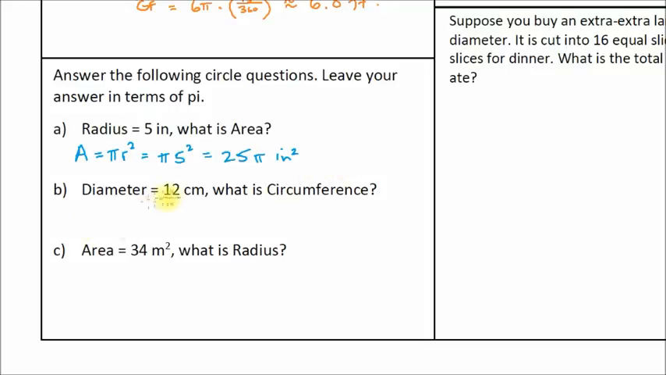Let's do the next one. What if the diameter is 12 centimeters and what's the circumference? Okay, remember with circumference, we're going to want to know what the radius is. So the radius is equal to diameter divided by 2, which is 12 divided by 2, which is 6. That means the radius is 6 centimeters.